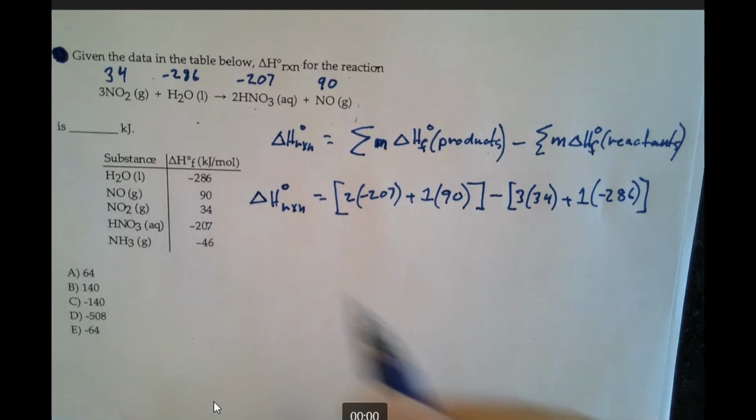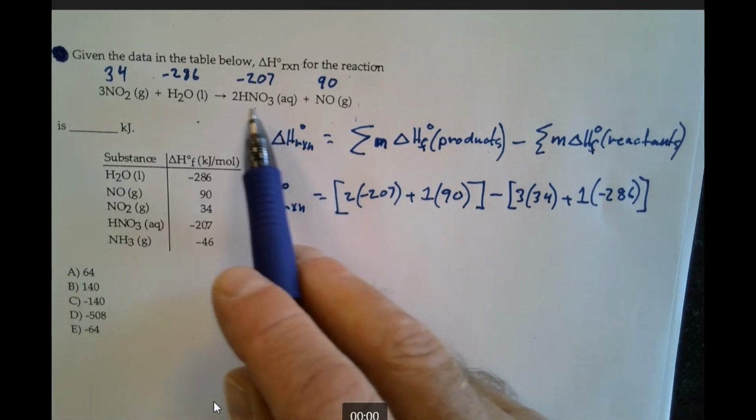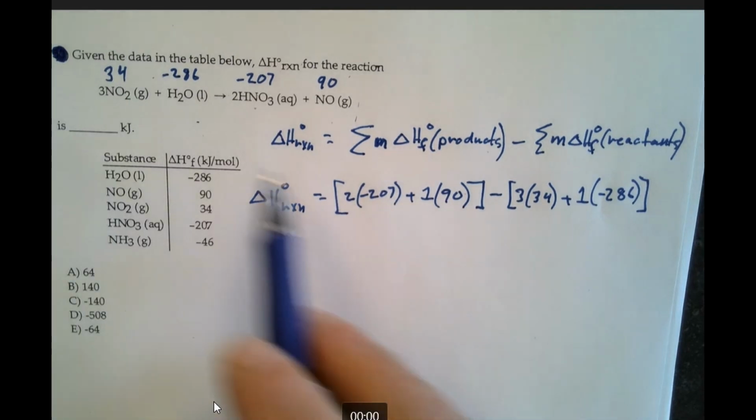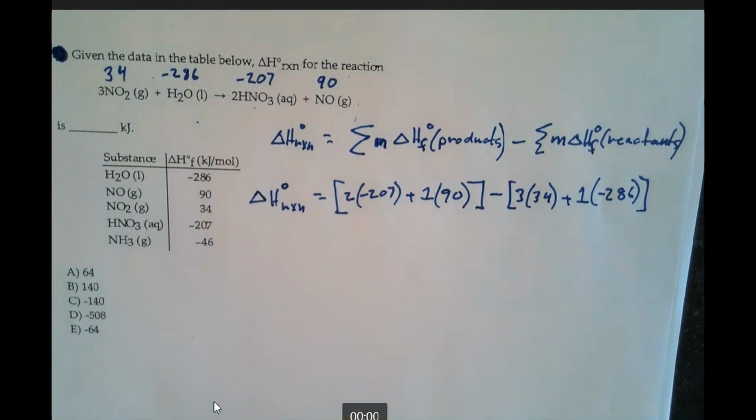That's why I like to write those above the species, and then go through and do products, sum them all up, minus the reactants, sum them all up. So I just might go 2 times a negative 207 plus a positive 90. There, I've summed up the heat of formation of all my reactants. Now let me do my products over here. I'm going to go 3 times 34 plus a negative 286.